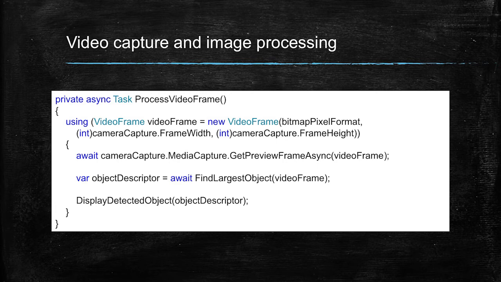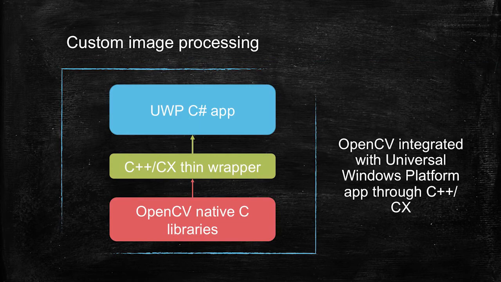And how did I do the custom image processing based on OpenCV? As you know, OpenCV is a well-known image processing library, and one of the interfaces for it is C++. And how do we connect the C++ with the Universal Windows Platform, which in all these examples was programmed and interfaced using C#?